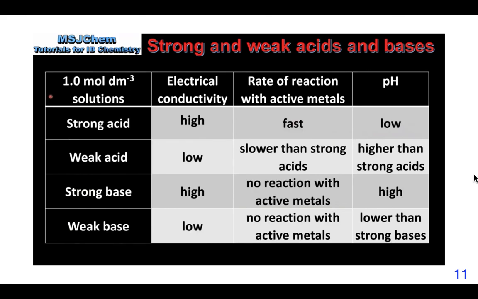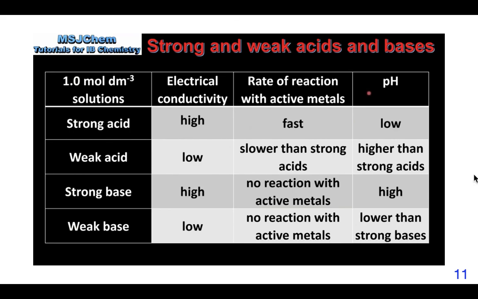So let's end with a summary. Note that in all of these methods, we're comparing weak and strong acids and bases of equal concentration. Starting with electrical conductivity, strong acids and strong bases have higher electrical conductivity than weak acids and bases. Next, rate of reaction with active metals and metal carbonates. Strong acids will have faster rates of reaction than weak acids.